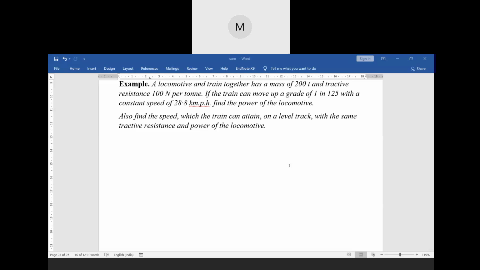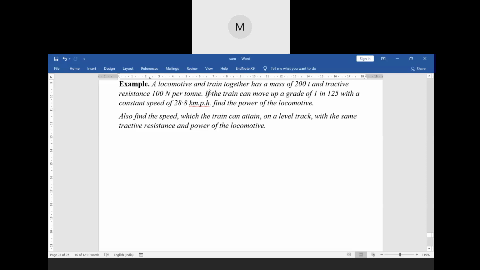If you don't know, you say don't know. No, sir. It's a new type of question for me. Okay, no problem. Let us discuss. Look, so 1 in 125 means what? This is the slope. Got it?